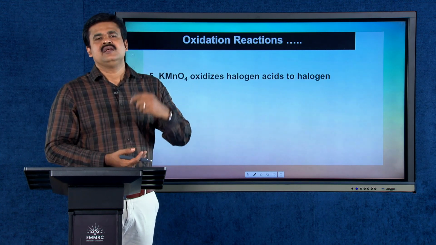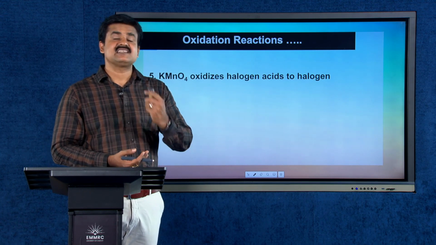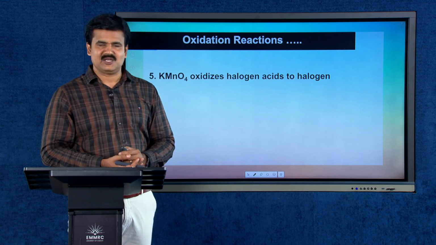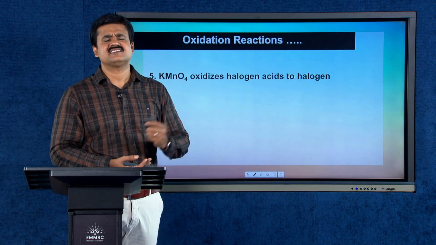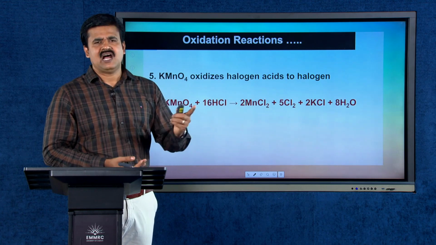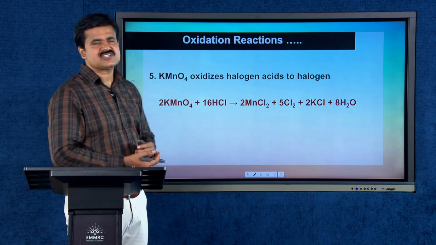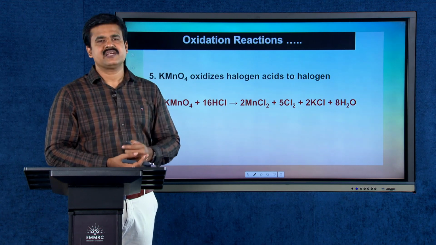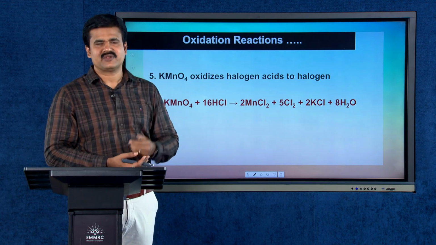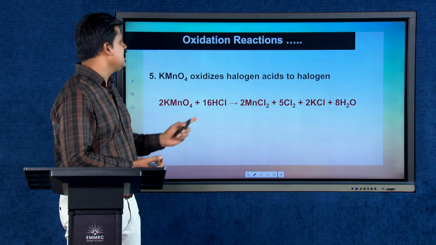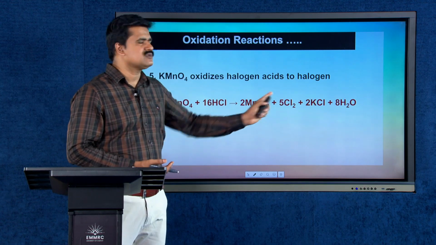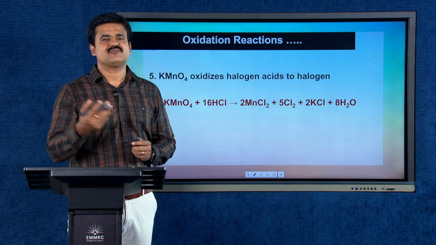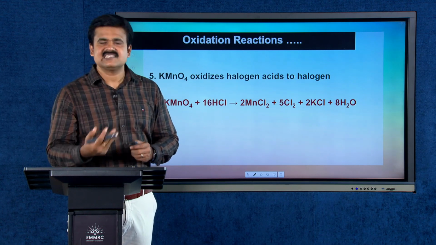Now, another reaction is acidified KMnO4 oxidizes halogen acids to halogen. You are familiar with the halogen acids like HCl, HBr, HF, etc. And this is a reaction which shows the transformation of HCl, that is hydrogen chloride or hydrochloric acid, into halogen, and this HCl is oxidized to Cl2. So, here you need not add H2SO4 separately, because HCl as such acts as an acid.